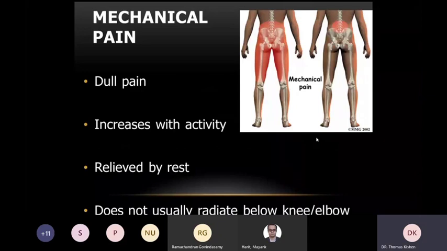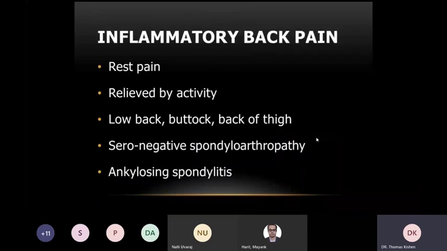So you need to divide them into 2 or 3 different types of pain. Number one is the mechanical pain. So mechanical pain is typically dull aching. It increases with activity, is relieved by rest, and it does not usually radiate below the knee in the back, or if it's the neck, it's the elbow. So that is mechanical pain, as opposed to inflammatory back pain.